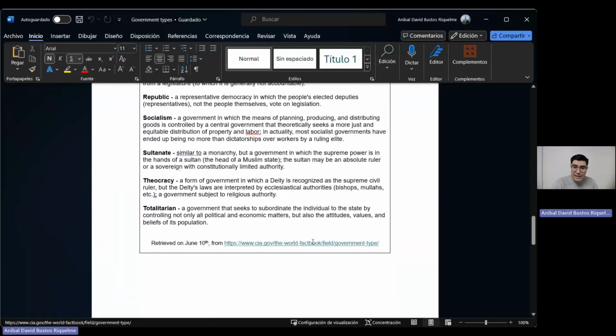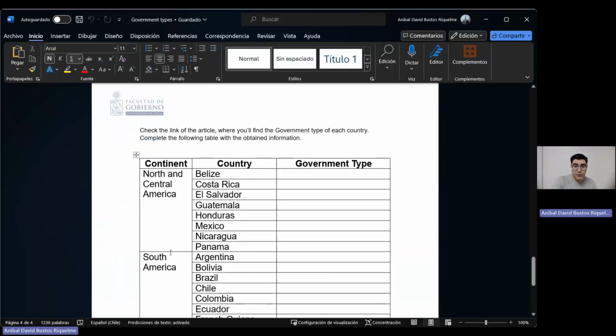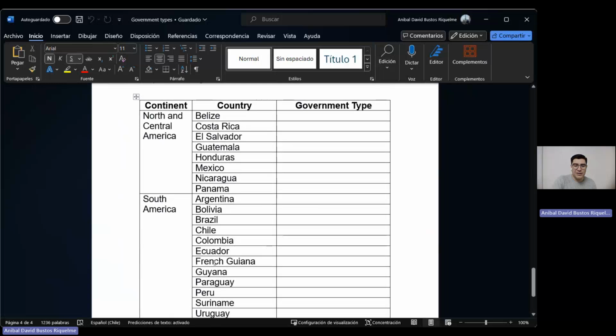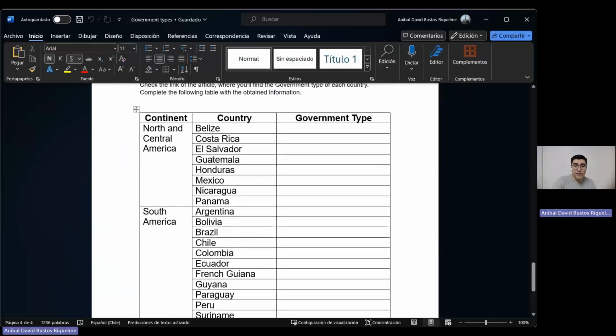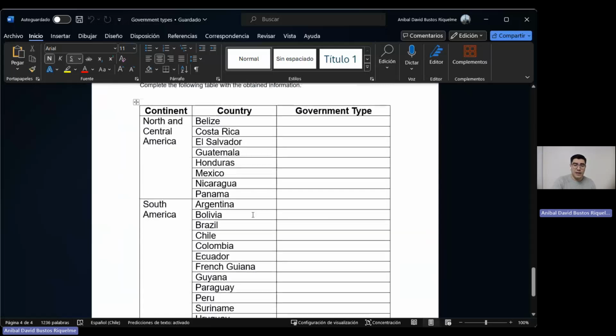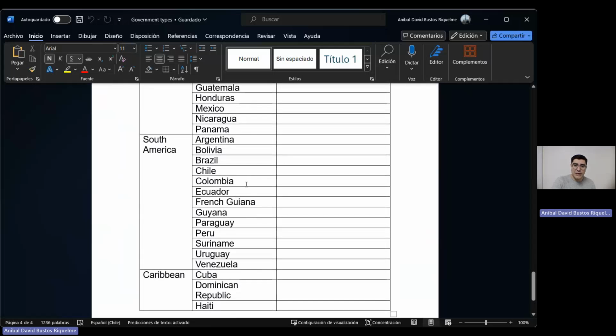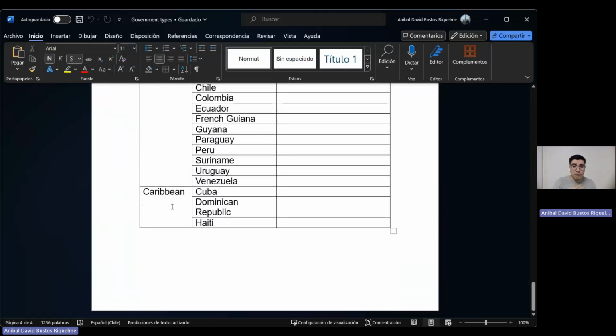And here you can see the link to the web page. You need the link because then you will see this table with all the different countries in Latin America. In North and Central America, we have Belize, Costa Rica, El Salvador, Guatemala, Honduras, Mexico, Nicaragua, Panama. In South America, we have Argentina, Bolivia, Brazil, Chile, Colombia, Ecuador, French Guiana, Guyana, Paraguay, Peru, Suriname, Uruguay, and Venezuela. And in the Caribbean, the three countries that are part of Latin America would be Cuba, Dominican Republic, and Haiti.